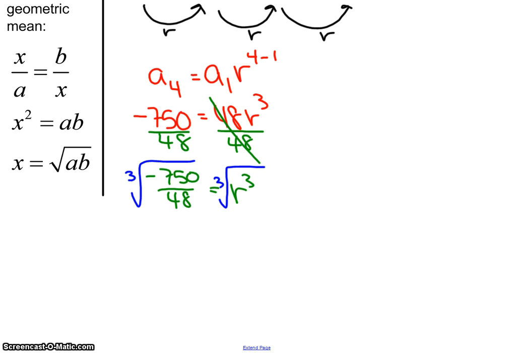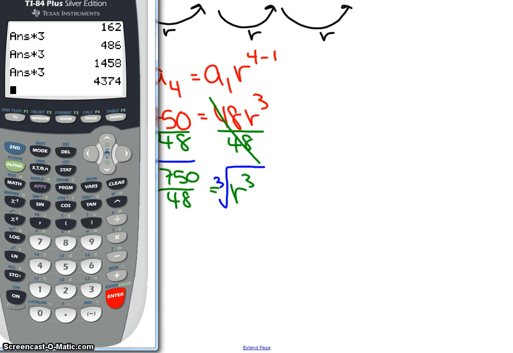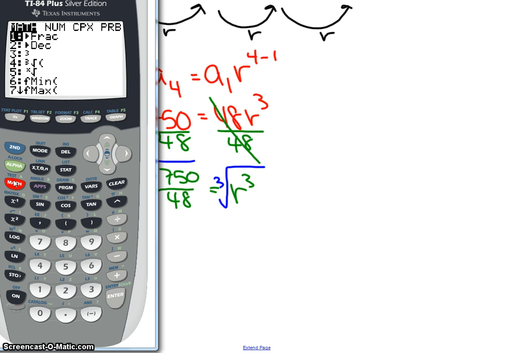Okay. Now, if you know your calculator, and if you paid attention, when you go to that math button again, number 4 is your cube root. Okay, so negative 750 divided by 48 gives me negative 2.5.